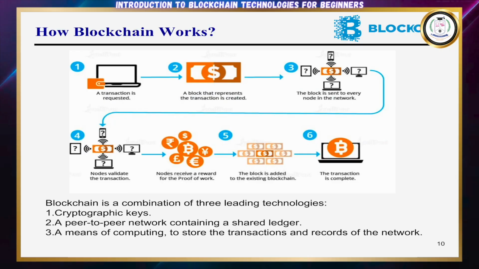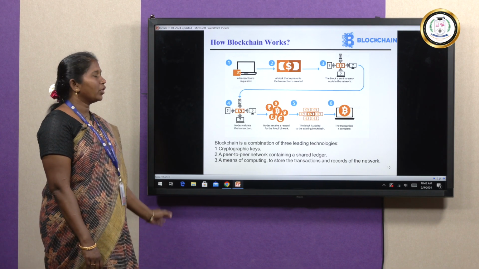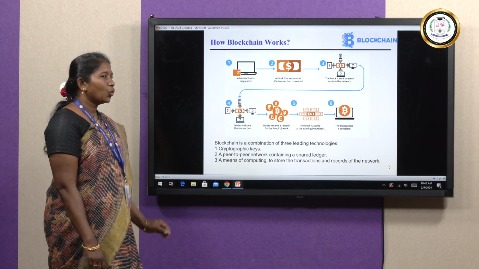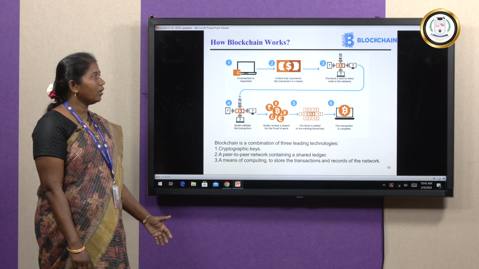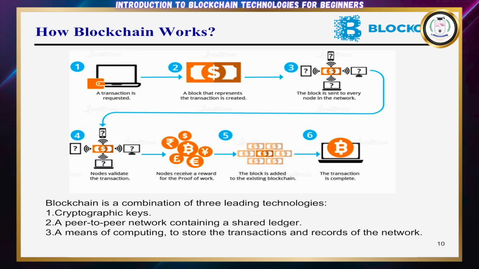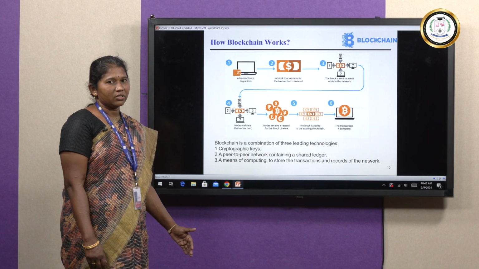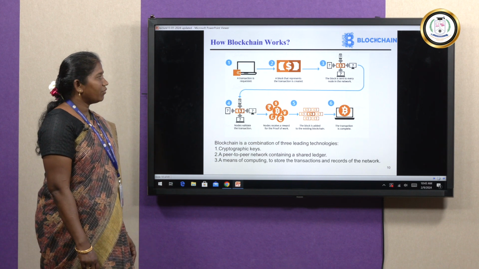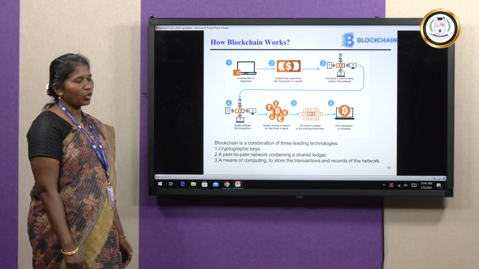Then next, this is the diagrammatic representation for the blockchain working system. So here we have 6 steps. In this diagram, first the transaction is required. So whoever requires the transaction will make a request. Based on the request, a block will be created. After that, the block will be sent to the blockchain network.